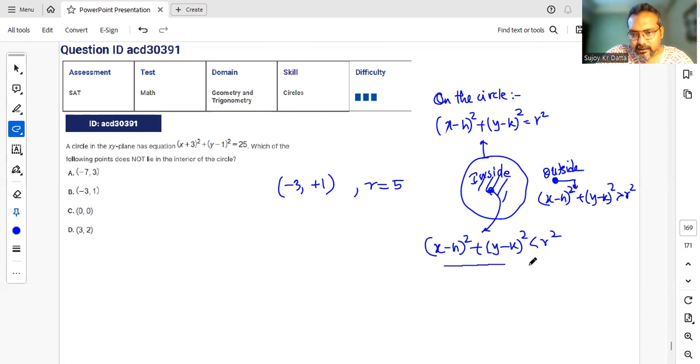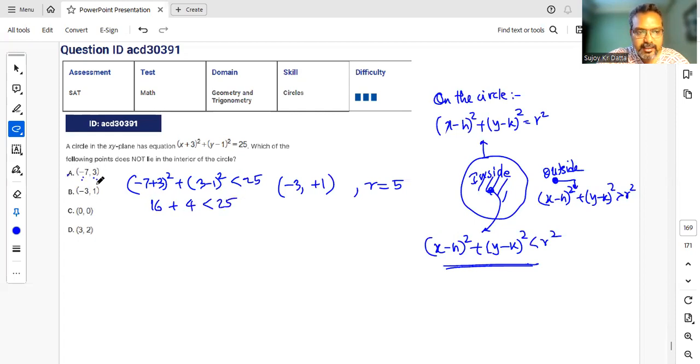Right, so we need to check this. They're saying which one does not lie, so that means where it is not less. Okay, so we don't need to do anything much, just plug in the coordinates one by one here and check. So if I plug in negative 7 and 3, I'm going to get (negative 7 plus 3) squared plus (3 minus 1) squared, that should be less than 25. So this is 4 squared, 16 plus 4, 20 is less than 25. Yes, this does lie. Plug in the next one.